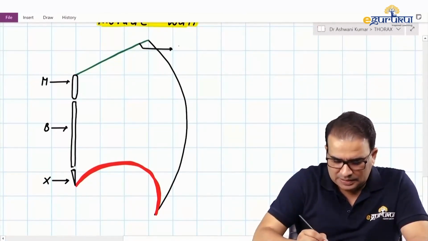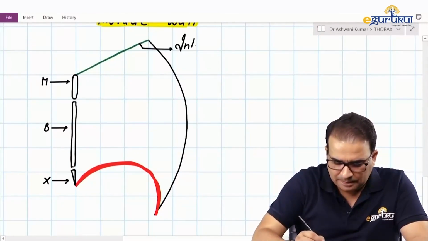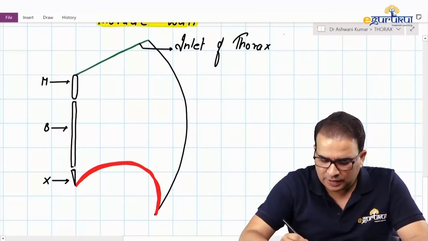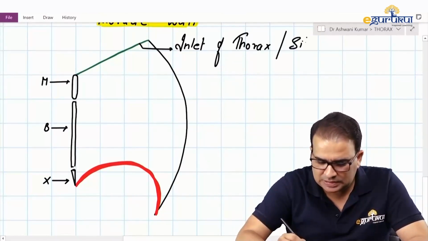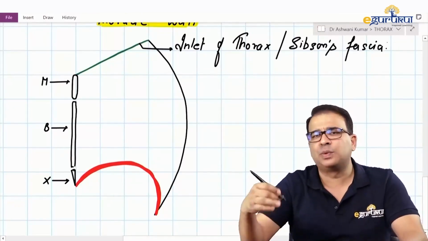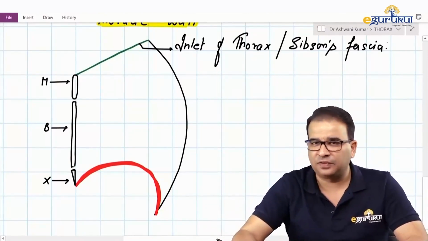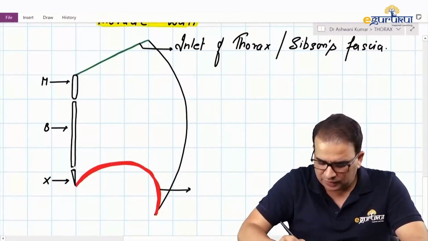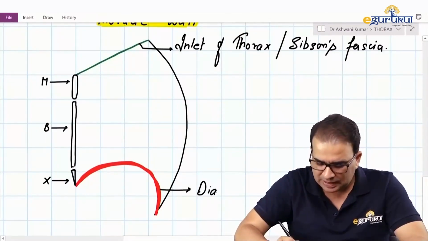Let me mark that. This is inlet. Inlet of thorax, which is also called as the Simpson's fascia. There's a fascia over there which is called as a Simpson's fascia. We can also call it the suprapleural membrane. So this is Simpson's fascia or suprapleural membrane. We will come to that. And this one here is the outlet of the thorax, and that, we all know, is by the diaphragm.